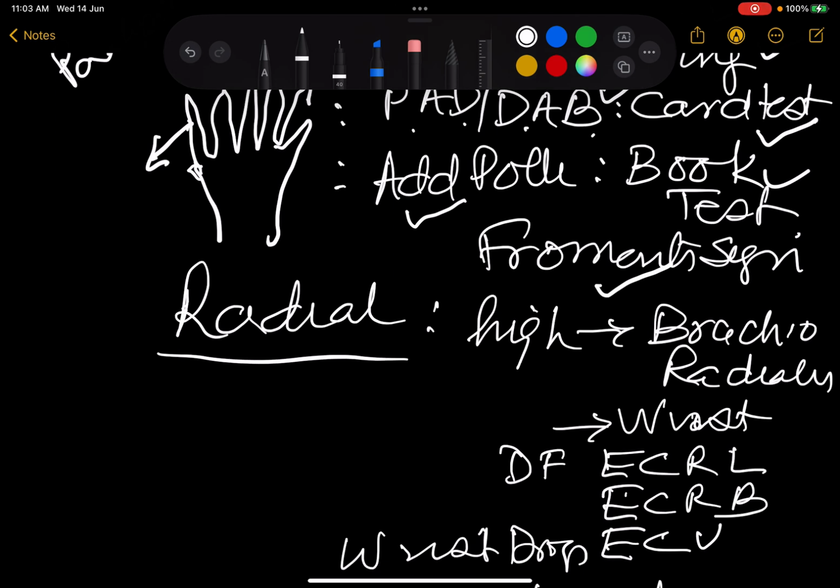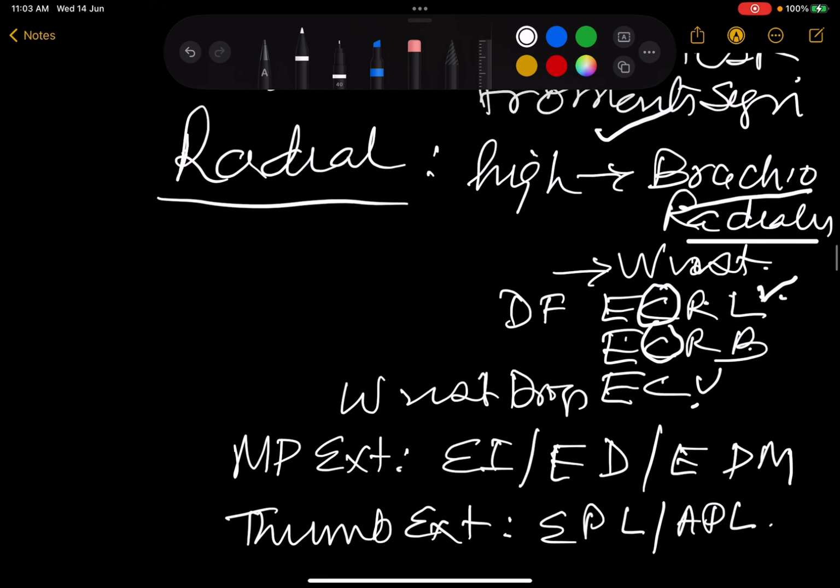The high radial nerve would paralyze the brachioradialis. There will be wasting here. The wrist would be dropped, which means extensor carpi paralysis. Carpi means wrist. Radialis longus, brevis, ulnaris.